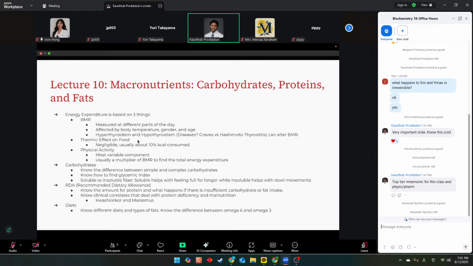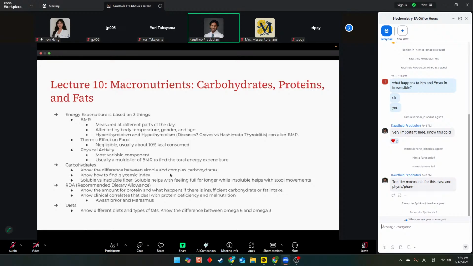the constituents of disaccharides. Know how to find the glycemic index. This is pretty small. I don't remember getting tested on this too much on exams last year, but just something to keep in the back of your mind. Know the difference between soluble and insoluble fiber. Soluble helps you feel full for longer, while insoluble fiber helps with stool movements.